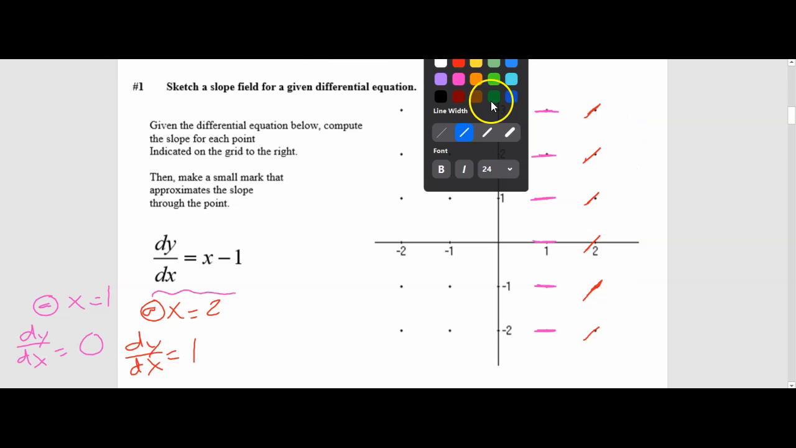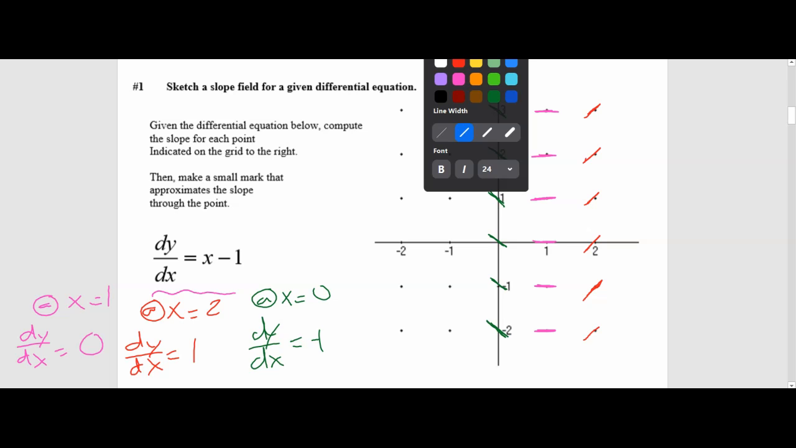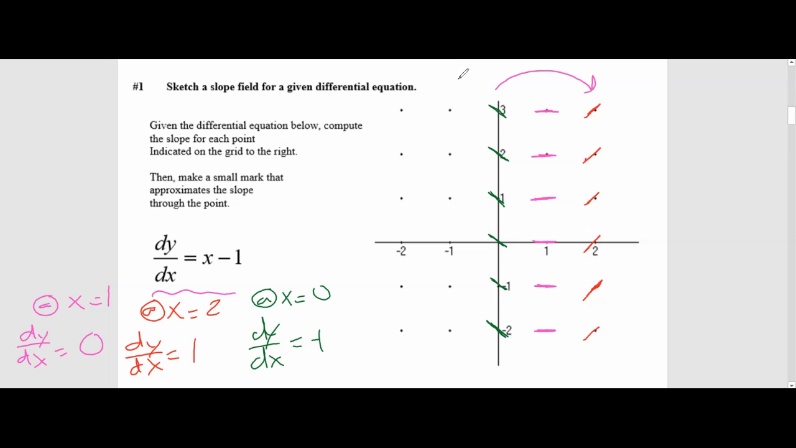Let's take a look at x equals 0. So at x equals 0, dy/dx is going to be equal to -1. So here, they would want to see that you have a segment with a negative slope. Again, they're not going to get out any instruments to see if it's exactly a slope of -1, but they want to see that it's negative and that they look the same as the red ones, except opposite slopes.